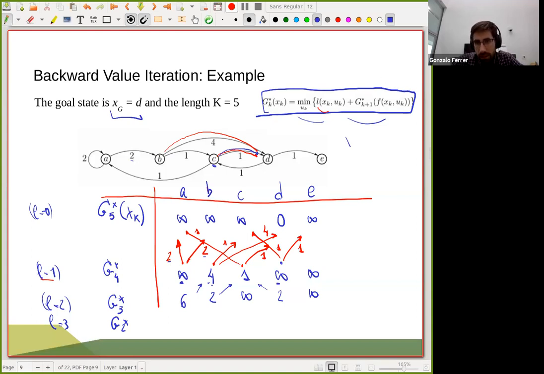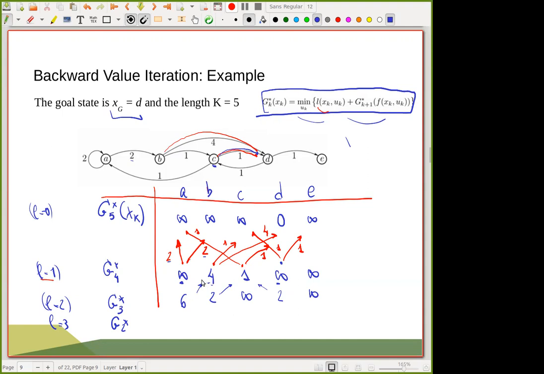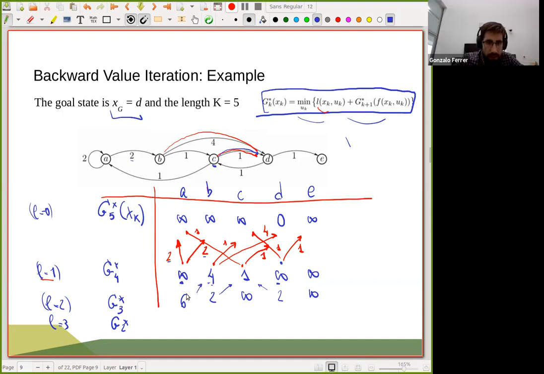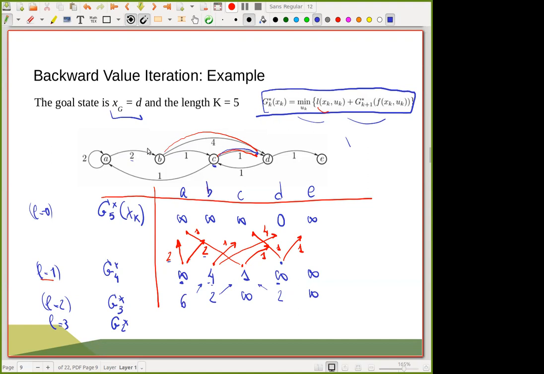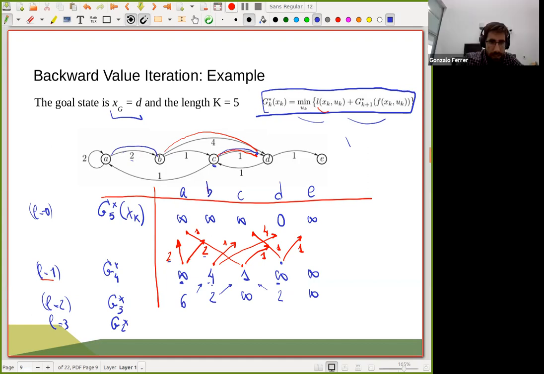Okay, and then there's another question: from A to B, it costs 4. You mean here, right? On which iteration? Yeah, on G3. On G3, yes. So it costs 6 because let's come here. You first need to come to B, and then you need to go to D. So this is the only possible way, for length 2 trajectories, to reach node D from A, right? So that's what we are including here.